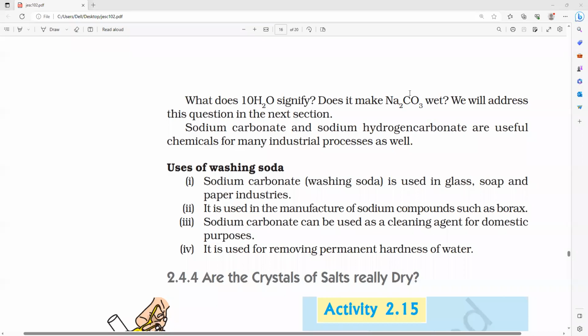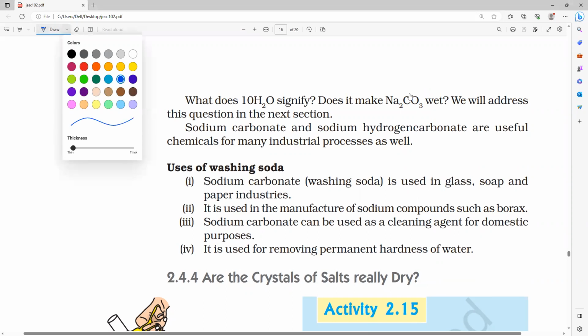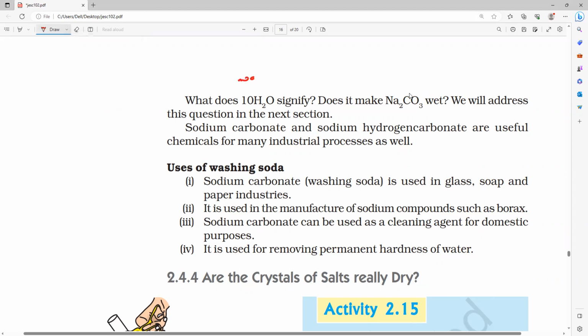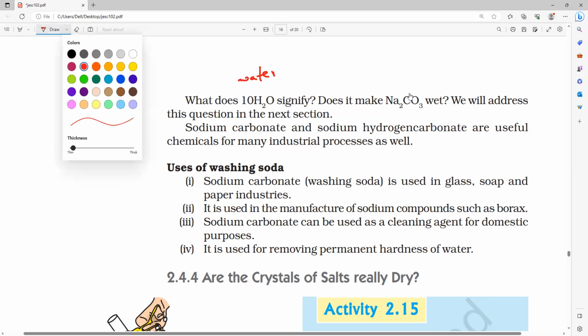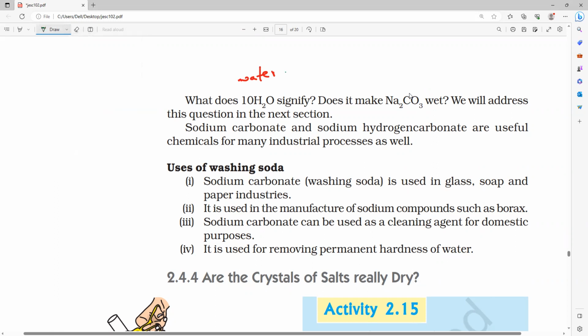You can notice here. What does 10H2O signify? That is actually water of crystallization. So we will discuss that. If any kind of salt has a crystalline structure, what is the reason? Only because of water. So if any salt has a crystalline structure, it is only because of water of crystallization. That is the significance of it.